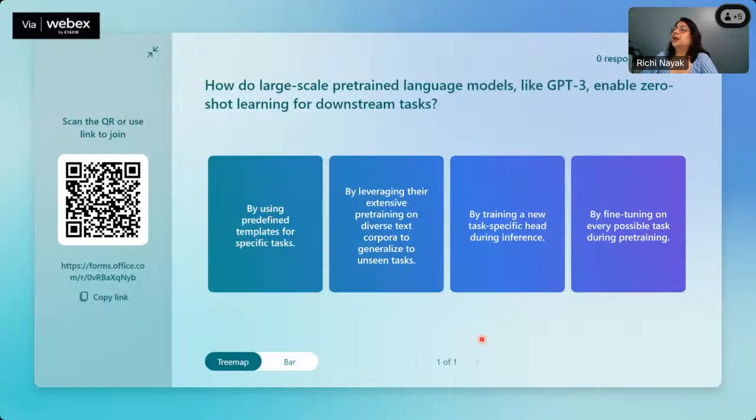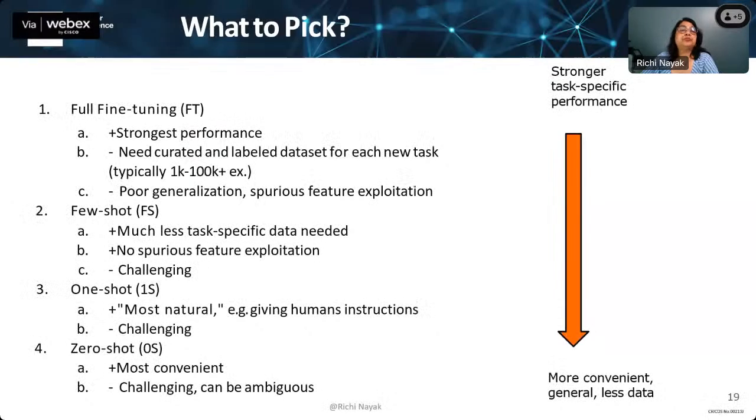Okay, another question. How do large-scale pre-trained language models like GPT-3 enable zero-shot learning for downstream tasks? So I think it's GPT-3. Yep. So a GPT-3 model would do it. If you have got a BERT kind of model, then you might need a task-specific head. So now the question is, what kind of training or tuning do you need to make your model customized for your own need.